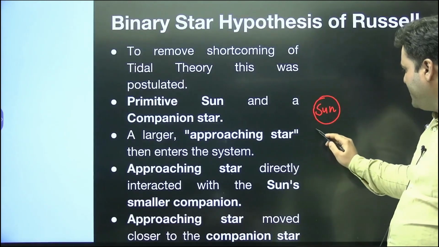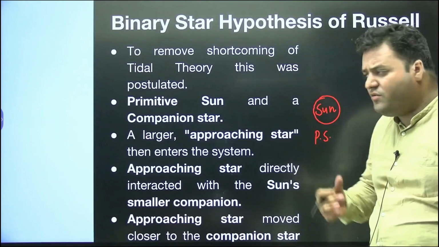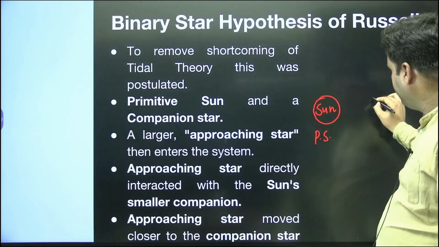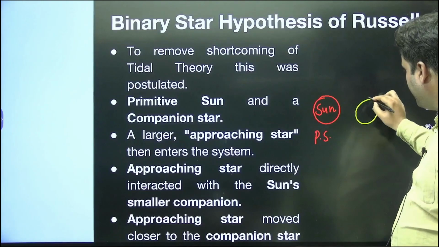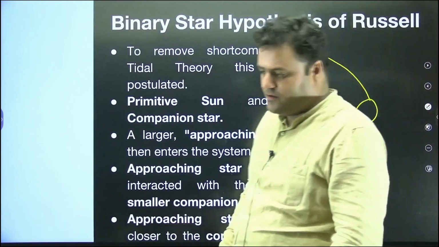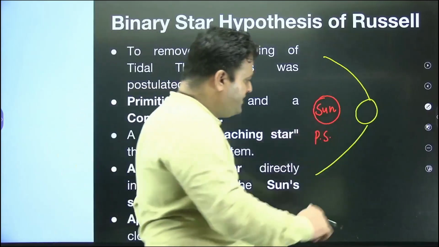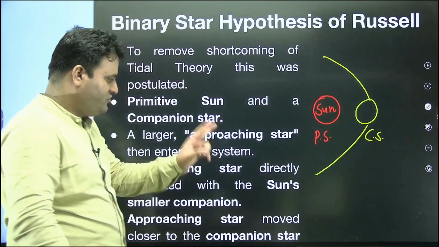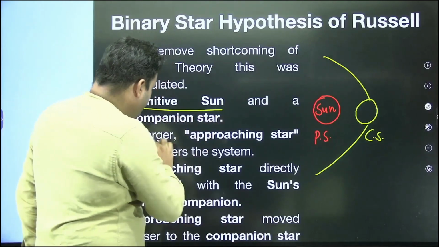and this is known as what? Primitive sun. And along with the primitive sun, here we have one companion star, and this companion star was actually orbiting the sun. So here we have a companion star. These two stars were there, primitive sun and companion star.